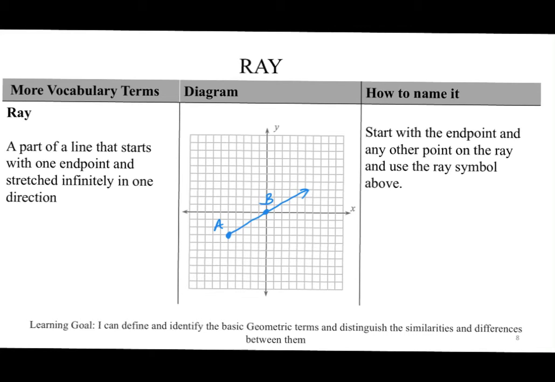Now, when you're going to name rays, you've got to be careful with the order in which you place your capital letters representing the points. You will always start with your endpoint, so in this case A, and then some other point that's on that ray, for example B. And our ray symbol has just one arrow, but it is always an arrow pointing to the right. So we can now call this ray AB, and notice A is our endpoint because there is not an arrow on that side.